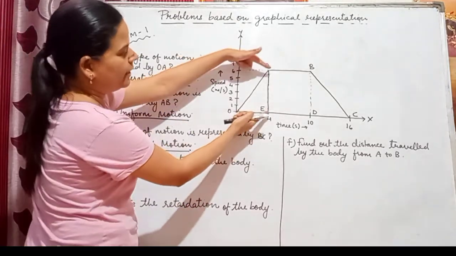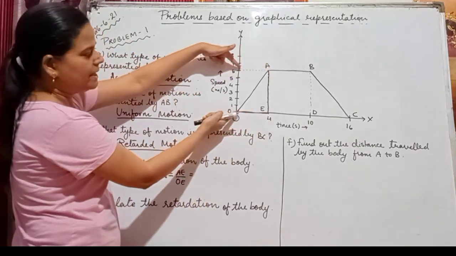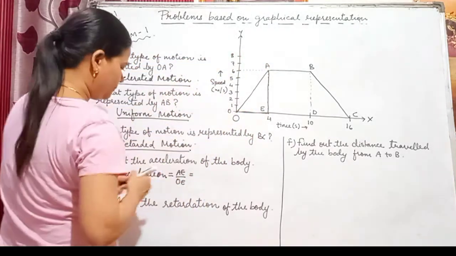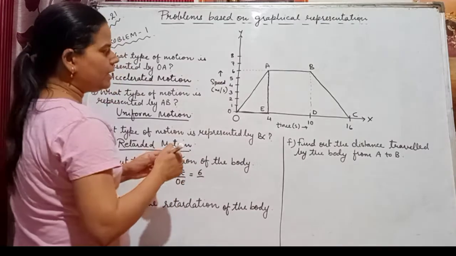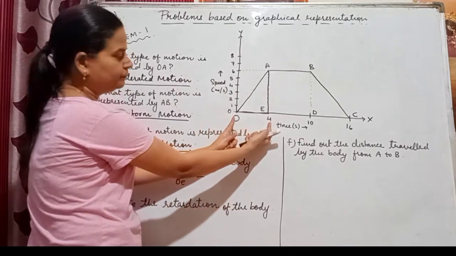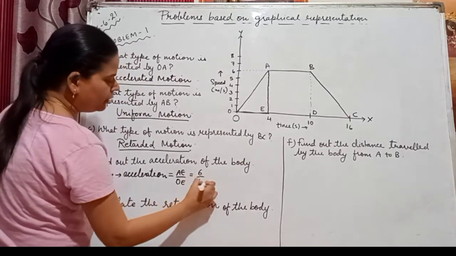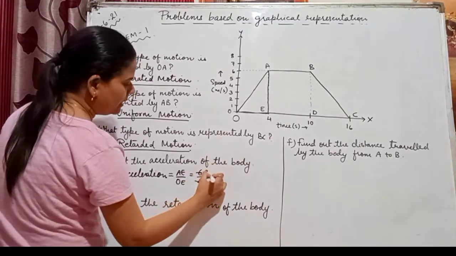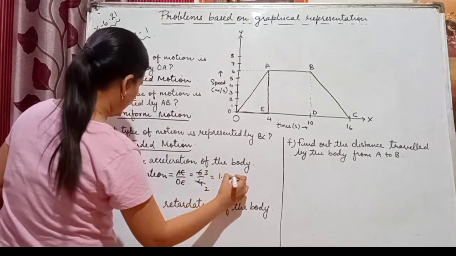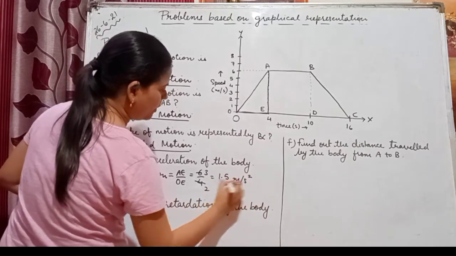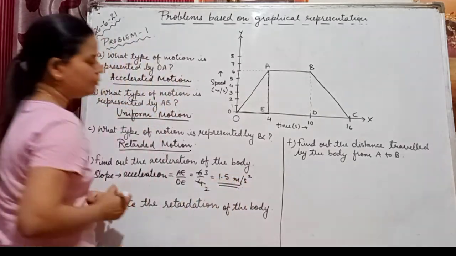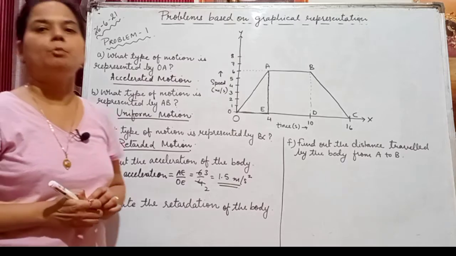So we need to find out the value of AE. It will be 6. So 6 upon OE. OE, that is 4. 0 to 4. So 6 upon 4, you can solve it. 2 2s are 4, 2 3s are 6. That is 1.5 meter per second square. So this is the acceleration produced in the body.